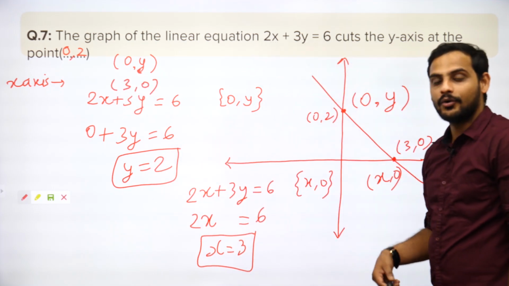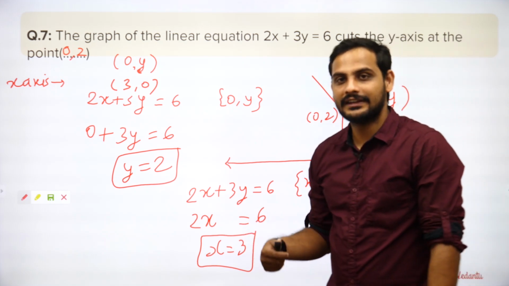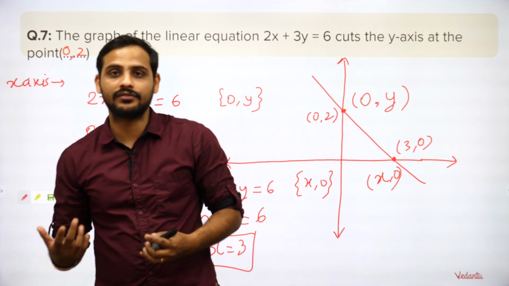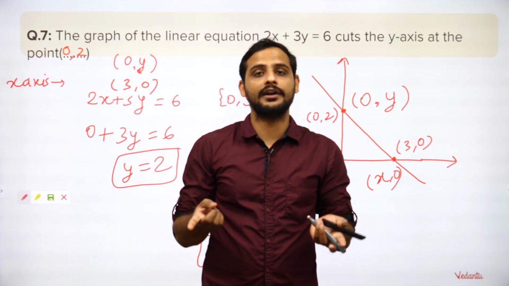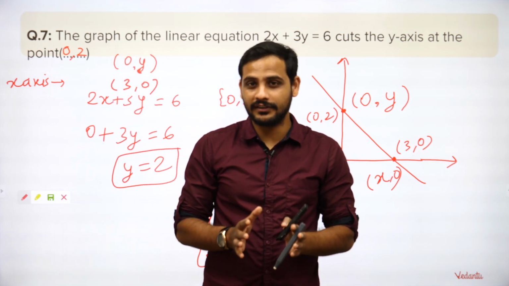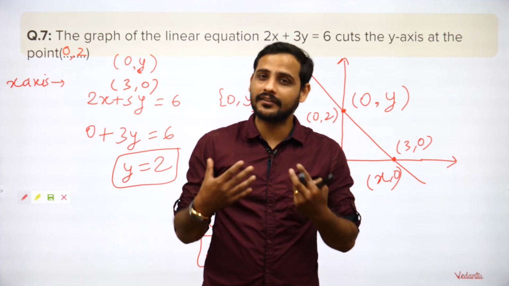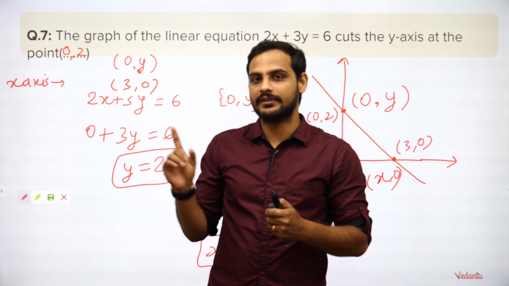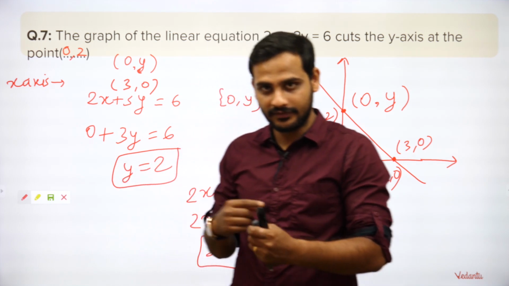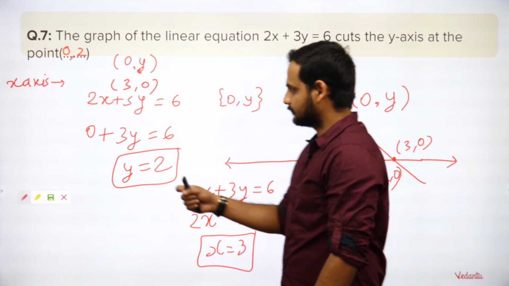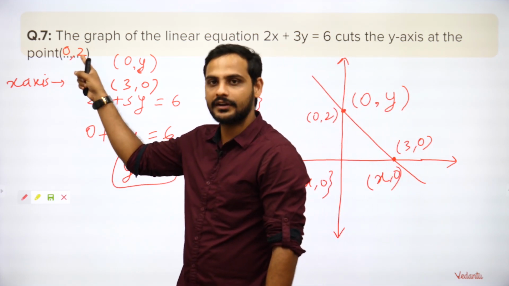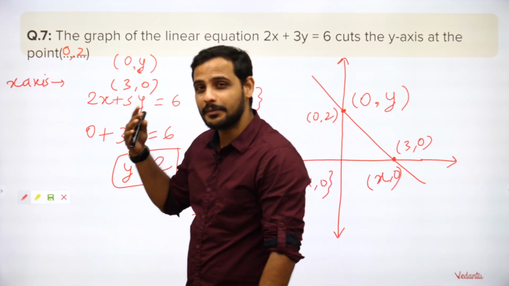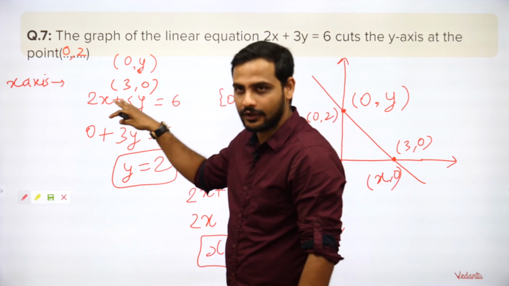Okay, so this is how you find out where it is cutting. If they are asking where it is cutting the y-axis, you will know that the y coordinate will be something but the x coordinate is 0, and on the x-axis the x coordinate is something but y is 0. Only using that information you can get the point where the line cuts the axes. So it is cutting the y-axis at (0, 2). If I ask you where it will cut the x-axis, you will say at (3, 0).